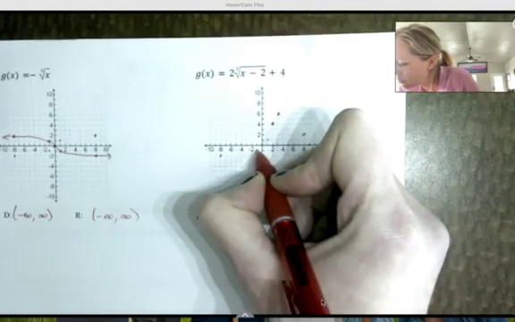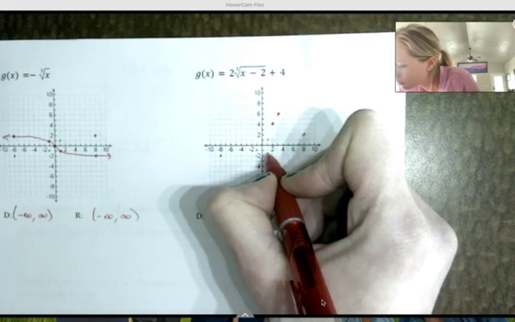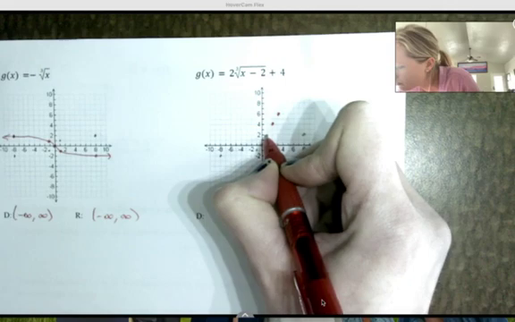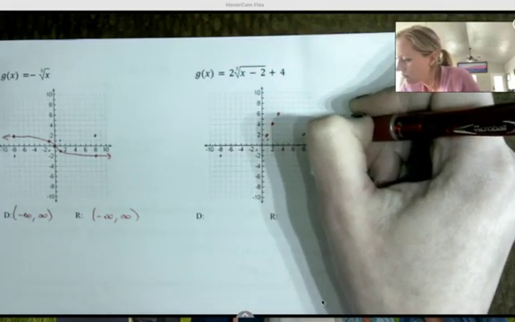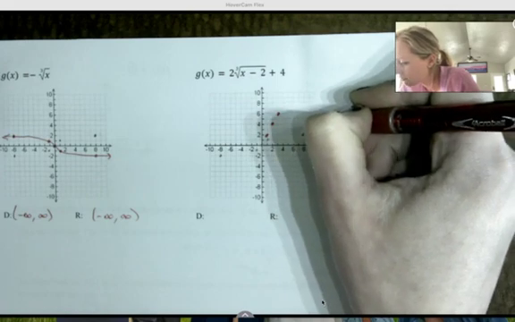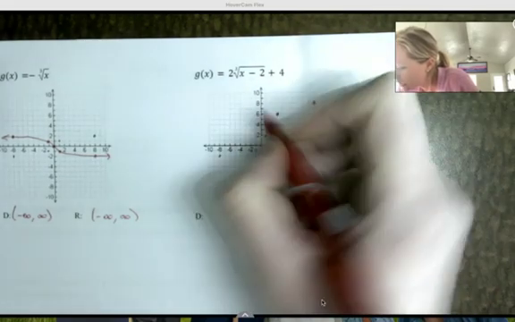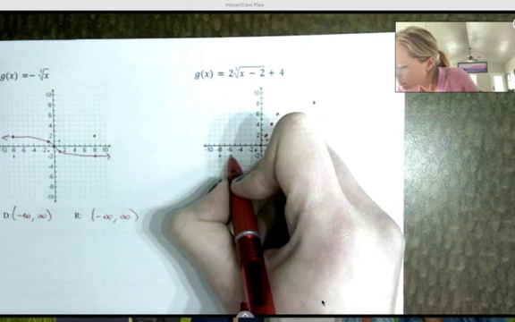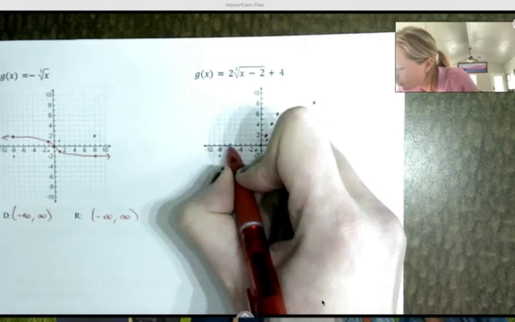Negative 1 moves right 2. Negative 1 times 2 is going to go to negative 2, and then up 4 puts me at 2. Here I'm at 2, go right 2, multiply by 2, so that gets me to 4, and then up 4. 1, 2, 3, 4. This guy, right 2, negative 2 times 2 is negative 4. Add 4 puts us up at 0.